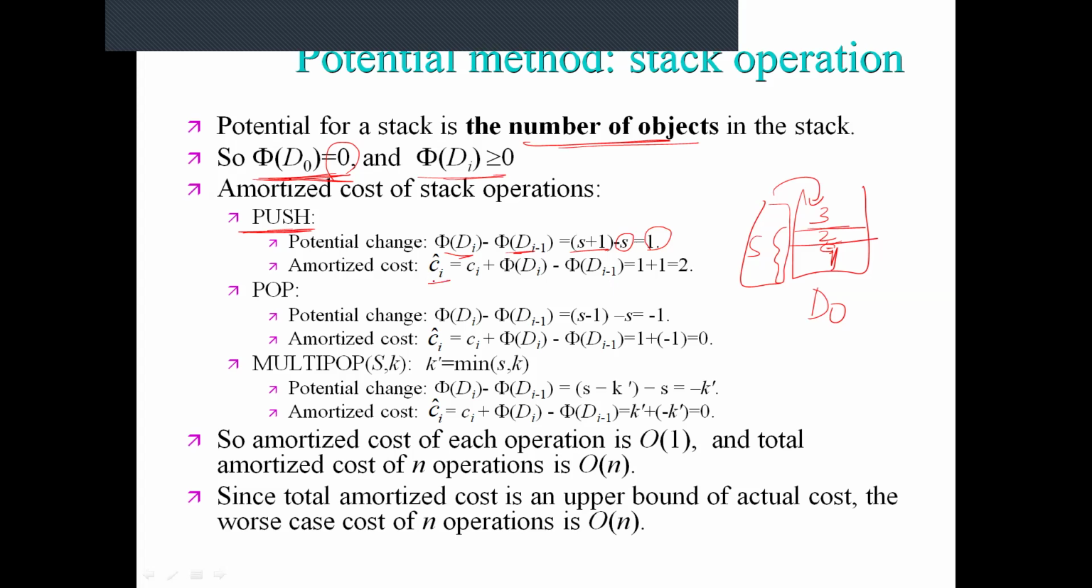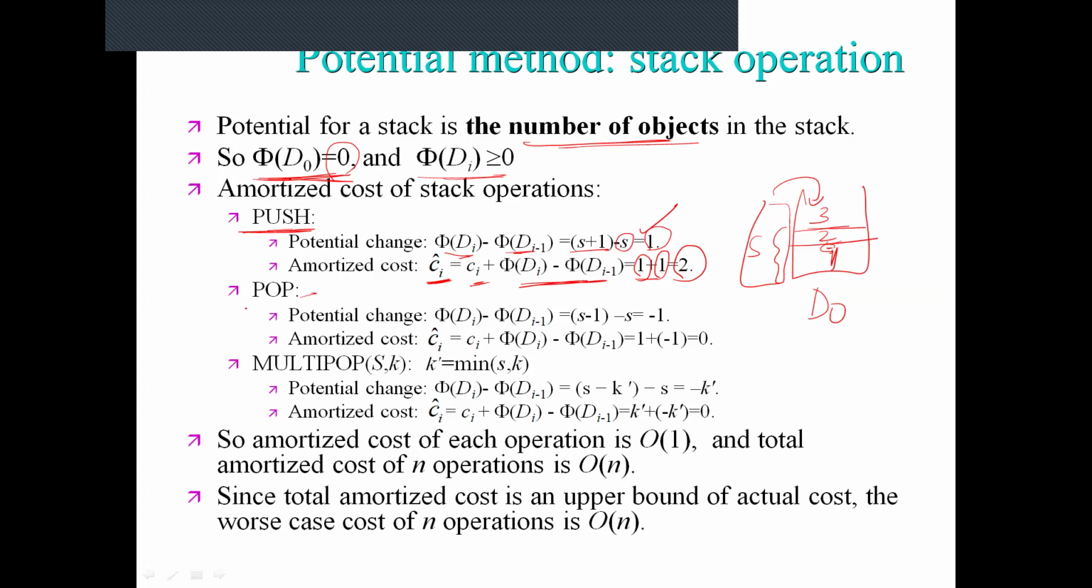Now look at calculating the amortized cost. Amortized cost is nothing but actual cost plus change in potential energy, right? So what is the change in potential energy? We found it as a 1. What is the cost assigned to a push operation? We already know from the previous example that it is a 1. So 1 plus 1, we have an amortized cost of 2 per push. So same as what we learned for the accounting method.